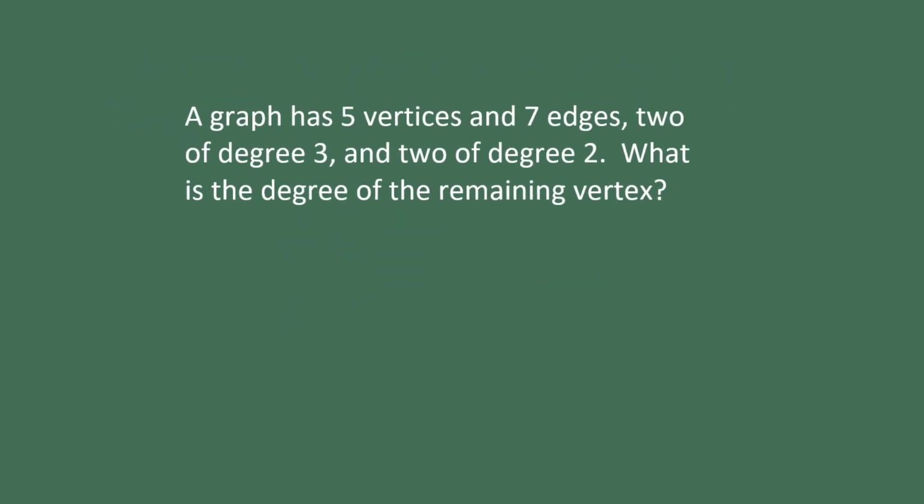Now let's look at this problem. A graph has 5 vertices and 7 edges, 2 of degree 3 and 2 of degree 2. What's the degree of the remaining vertex? We do know that the sum of the degrees is 2 times the number of edges. So if there are 7 edges, 2 times 7 equals 14 is the sum of the degrees.